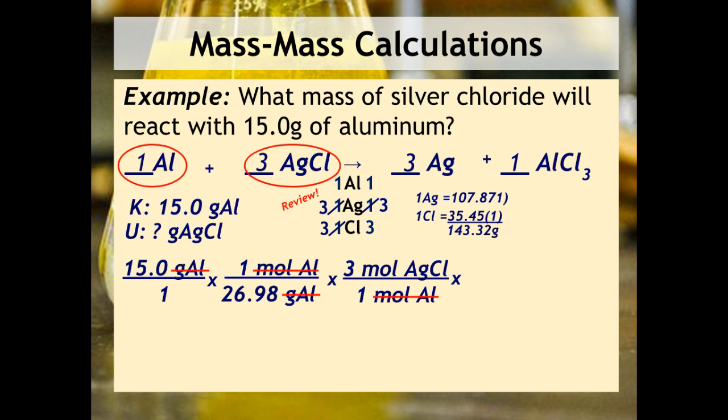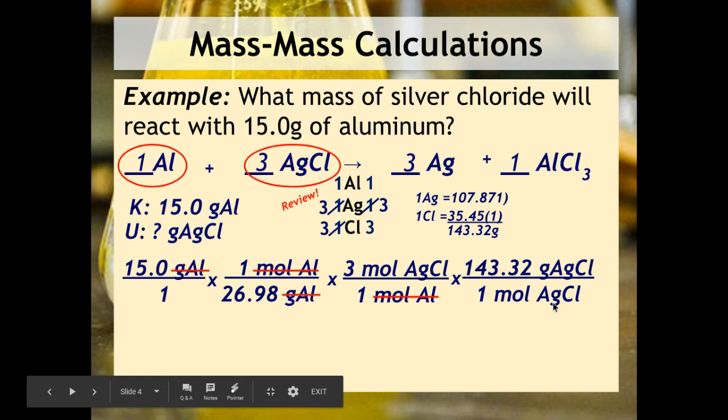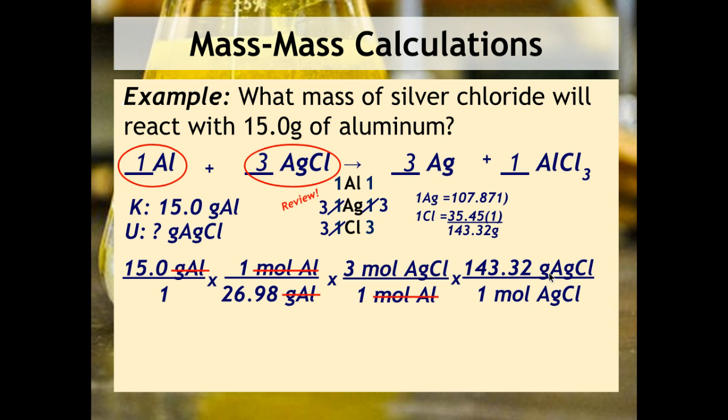I get a total of 143.32. So the moles go on bottom. My mass that I just added goes on top, 143.32 grams of silver chloride for every 1 mole. All I did was use my periodic table and add the molar masses together for silver chloride.